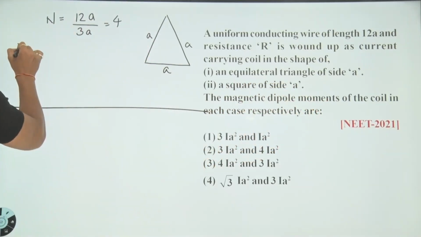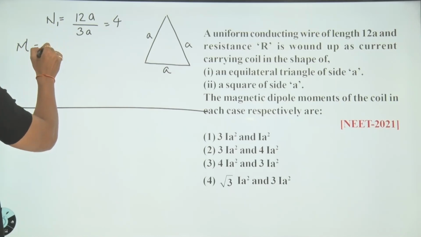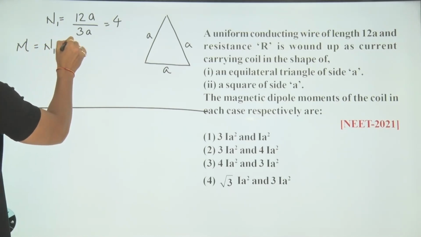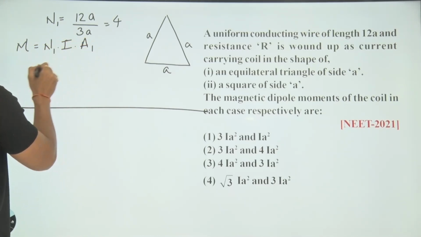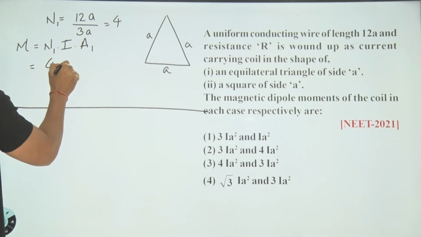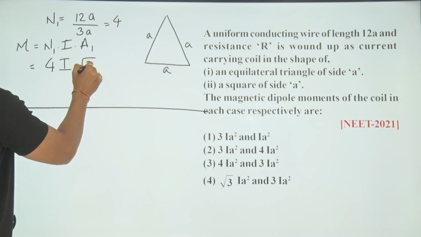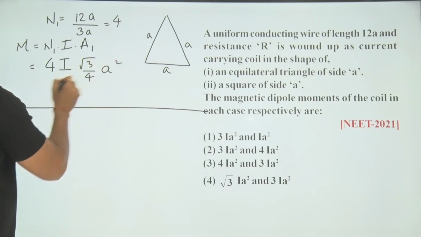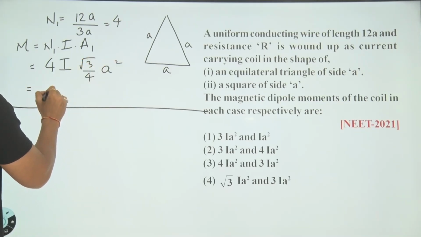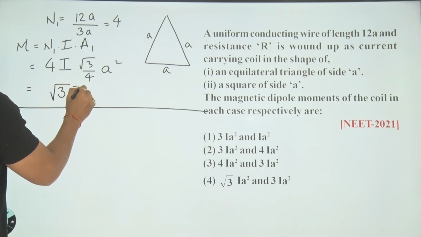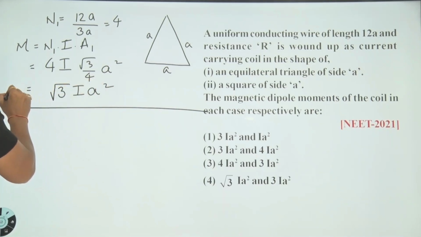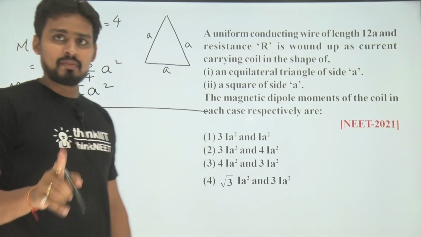And we need to calculate the value of magnetic moment. So magnetic moment is equal to, let us say this is N1, N1 into I into area 1. So this is equal to 4 into current into area. Area is what? Root 3 by 4 into A square. And this comes out to be root 3 into I into A square. I hope this much is understood.